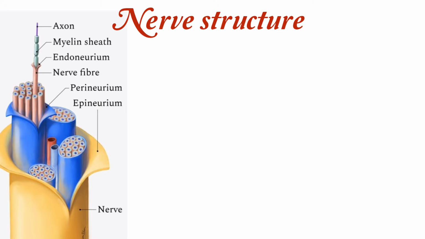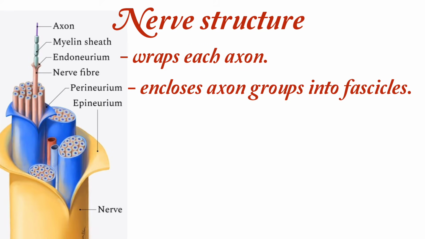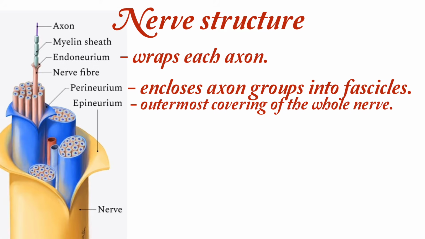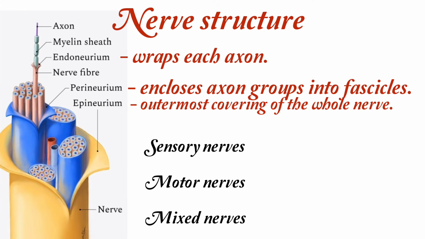It has the endoneurium, the perineurium, and the epineurium. The endoneurium surrounds individual axons. The perineurium wraps groups of axons into fascicles, while the epineurium is the outermost layer that encloses the whole nerve. Now, nerves can be classified as sensory nerves, motor nerves, and mixed nerves.